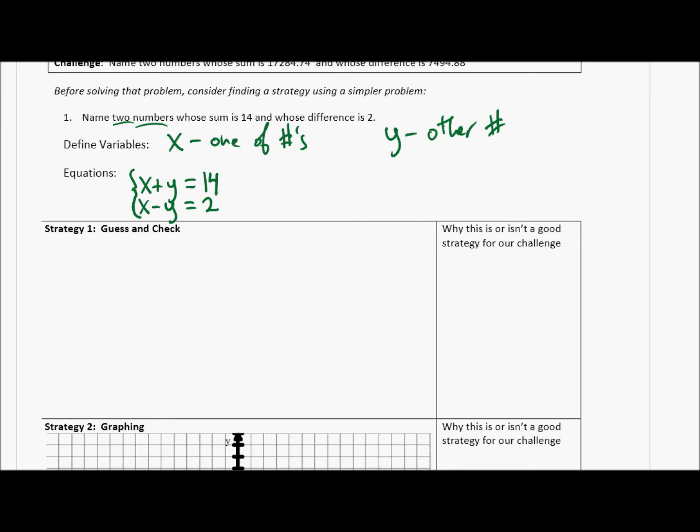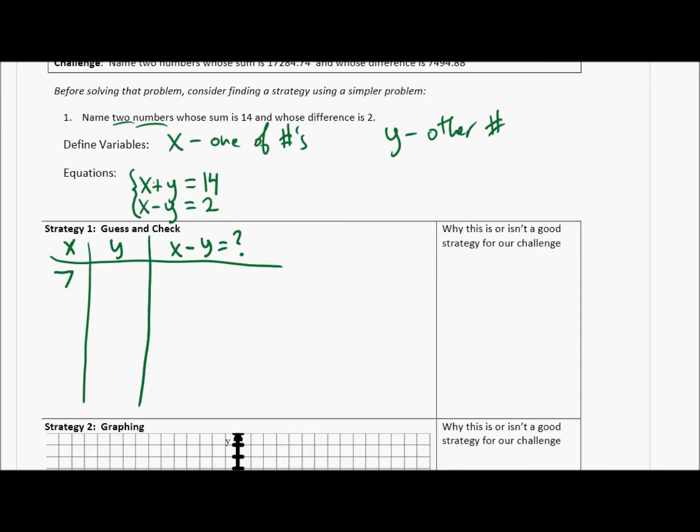Okay, well, guess and check. Sure, I could solve this using guess and check. Let's see. If I'm going to use guess and check, I'm at least going to use a table while I do it. And here's what I'm going to do. I'm going to pick a number for X, and then I'm going to use that to pick a number for Y, and then I'm going to check in the second equation whether or not it really equals 2. Okay, so I'm just going to randomly pick a number for X, and I'm going to choose 7.